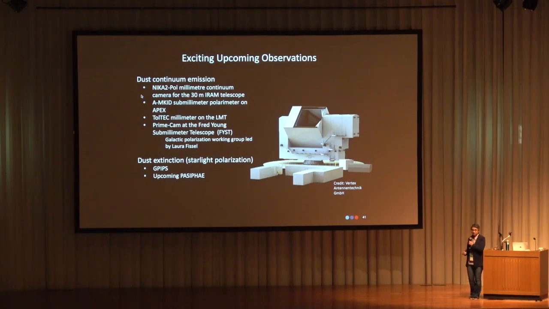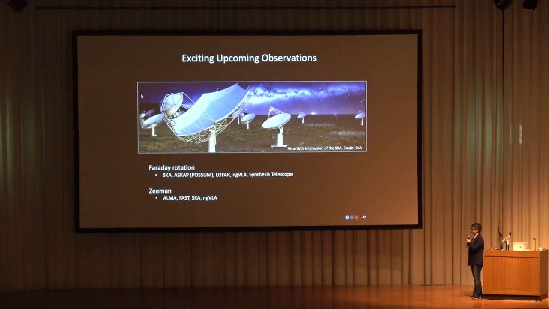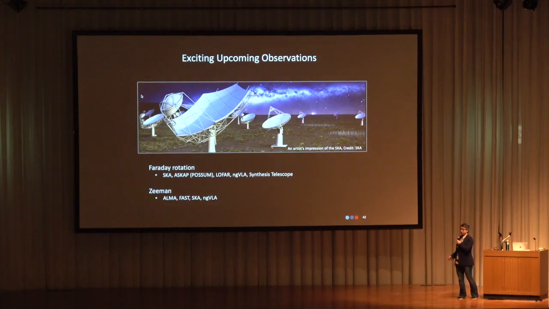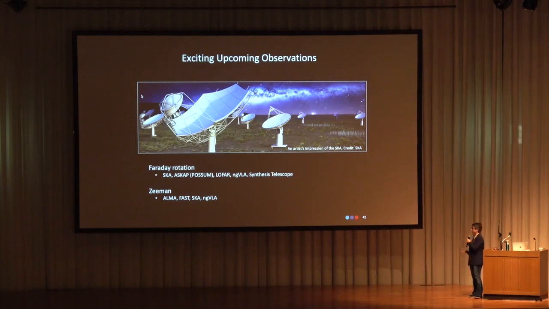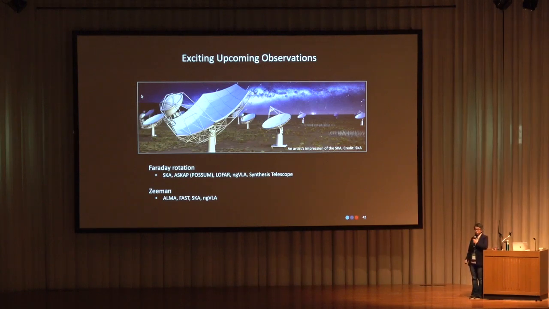For dust extinction, the recent data release of GPIPS and the upcoming data of PASIPHAE, in near infrared and optical, will enable us to improve the precision and accuracy of magnetic field observations. For Faraday rotation, the Square Kilometre Array and its pathfinders, for example, ASKAP, LOFAR, ngVLA, and the upgrades at the Dominion Radio Astrophysical Observatory will make further progress. And for Zeeman measurements, ALMA, FAST, SKA, and ngVLA can be used.